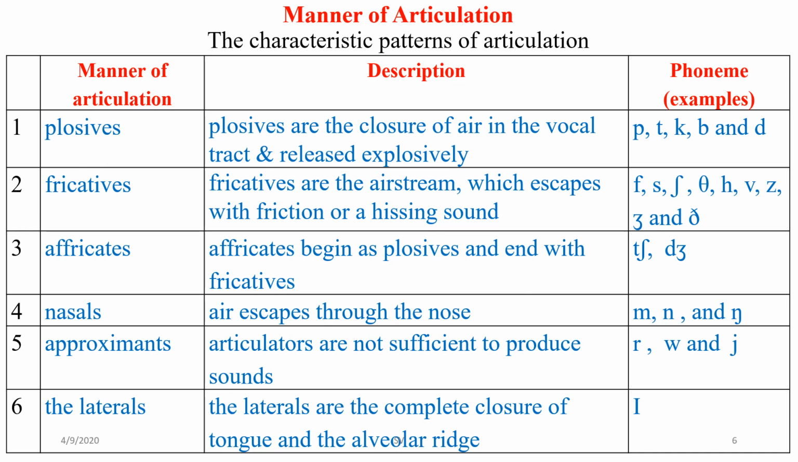Number 5, approximants. Approximants are where the articulators are not close enough to produce friction. The examples are r, w, and y. Number 6, the laterals. The laterals involve complete closure between the tongue and the alveolar ridge. Example, l.